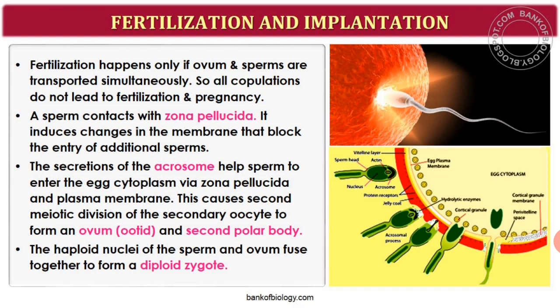As you all know, fertilization happens only if the ovum and the sperms are transported simultaneously. Both egg and sperm should come to that ampullary isthmus region simultaneously, together, and only then will fertilization occur. So they say all copulations do not lead to fertilization and pregnancy.